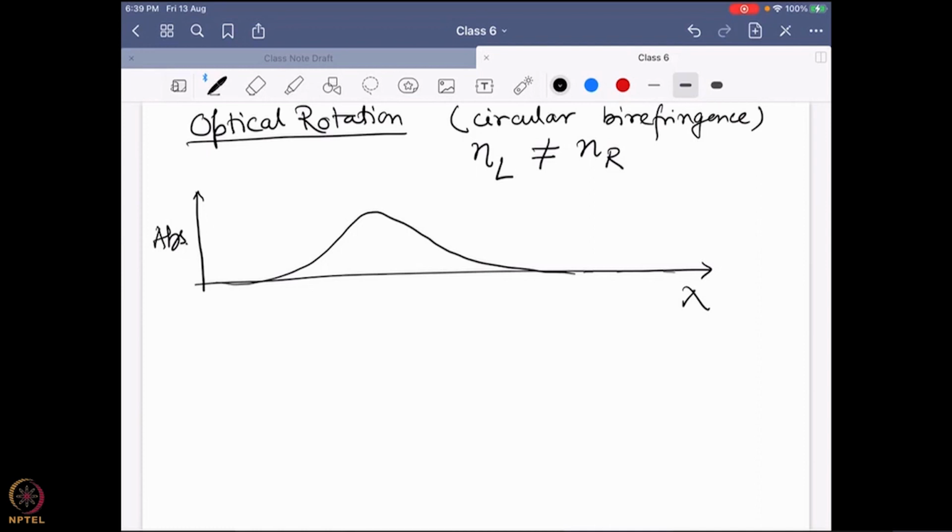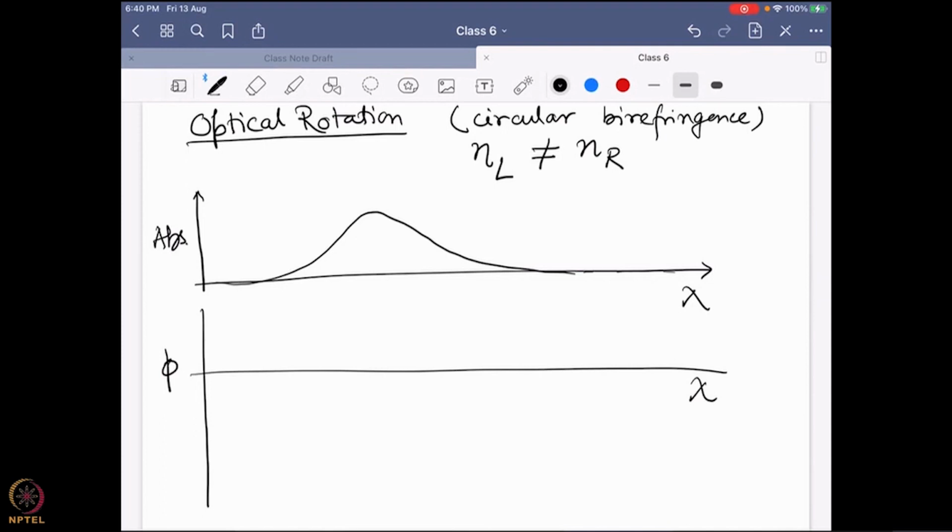Now, if it is this absorbance, how will the optical rotation data look like? It is a little bit different. What have we done so far with optical rotation? We have done the optical rotation at one particular wavelength and tried to find out how much angle it is rotating, right? We haven't really looked into plotting optical rotation versus lambda. We rarely looked into that particular data. And it is actually possible to do that. We can plot optical rotation versus the wavelength. And how does it look like?